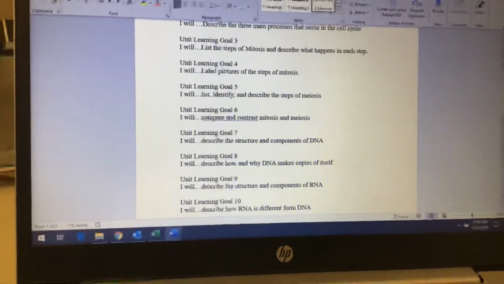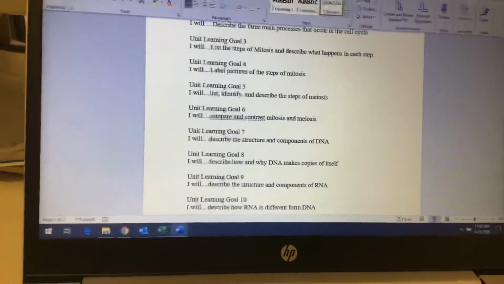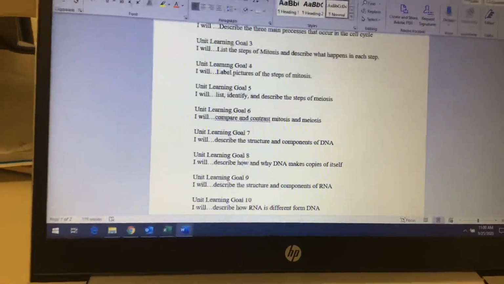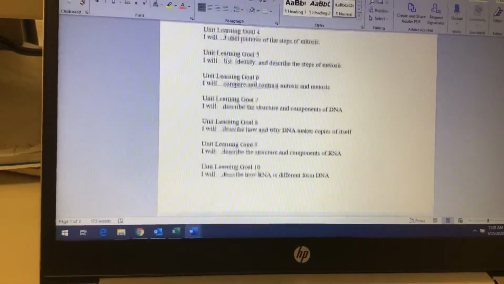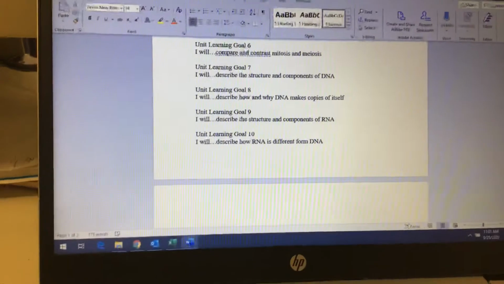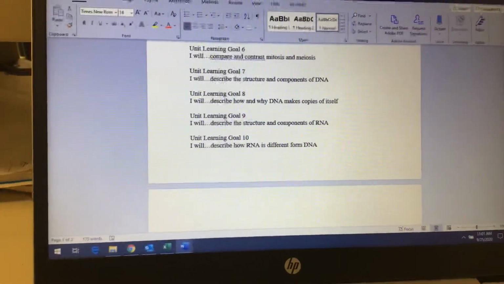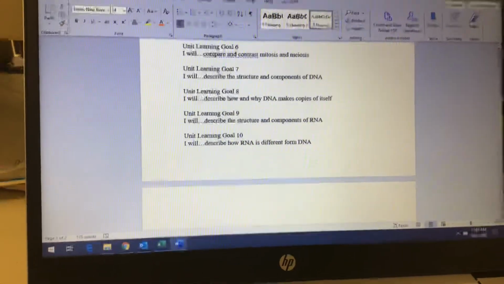So describe the structure of DNA. We're going to get into the components of DNA: A, T, G, C, maybe you're familiar with that. Talk about how DNA copies itself, and then throw in a little RNA also. So that's what we're going to go over the next 2 weeks. All right?